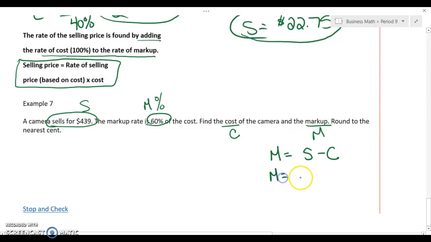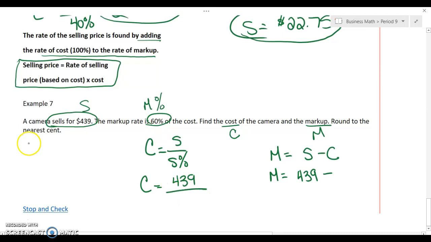What do I know so far? I know the selling. Selling for $439. I do not know the cost. So that's what I'm out to find. There's a couple steps I need to do before I can find the cost. First of all, to find the cost, the formula is right up here, selling price over selling percent. I do know the selling price, $439, but I don't know the selling percent.